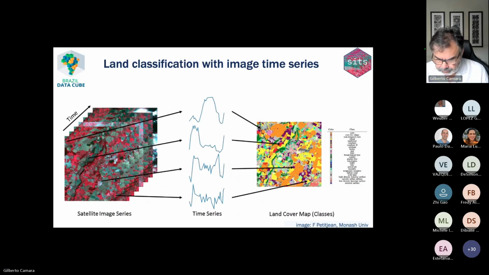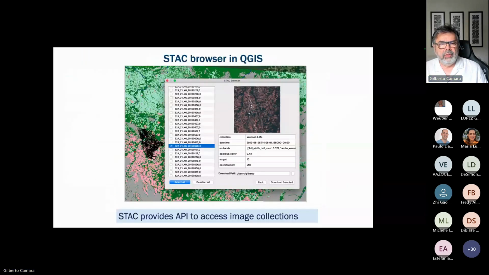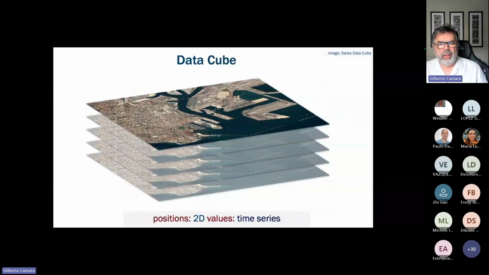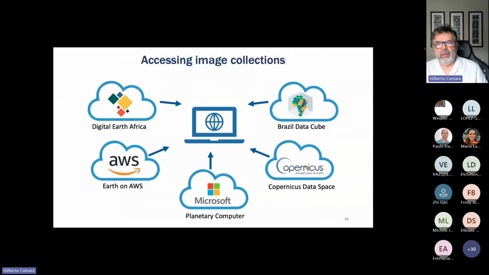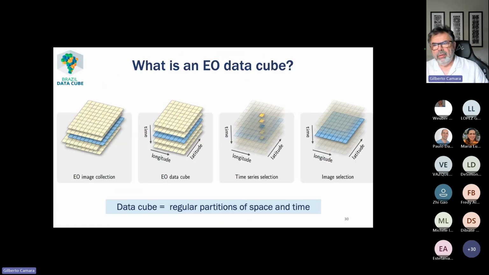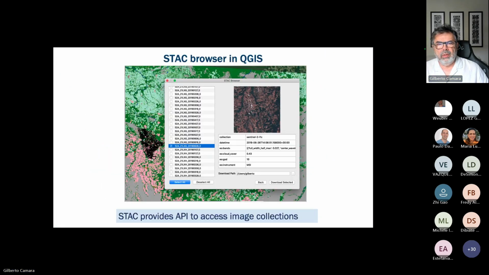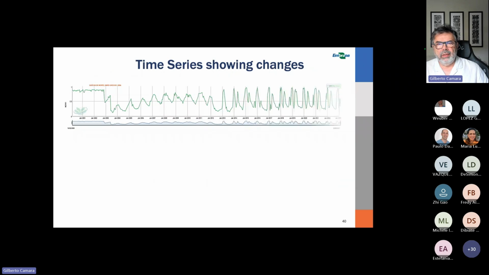And so, just so that we remember things, we start by the collections available in providers: Microsoft, Amazon, Brazil Data Cube, Copernicus. We build regular data cubes. Okay? From these data cubes, we get signals.